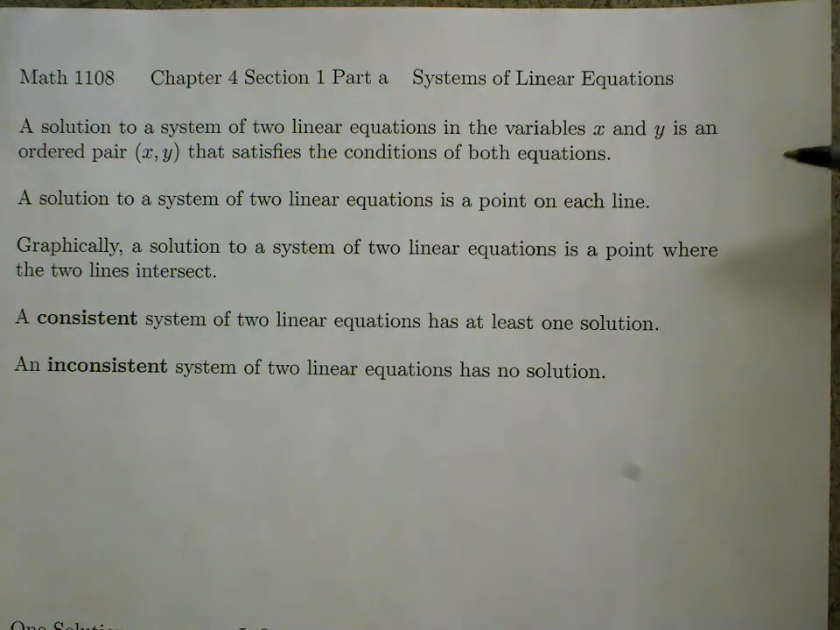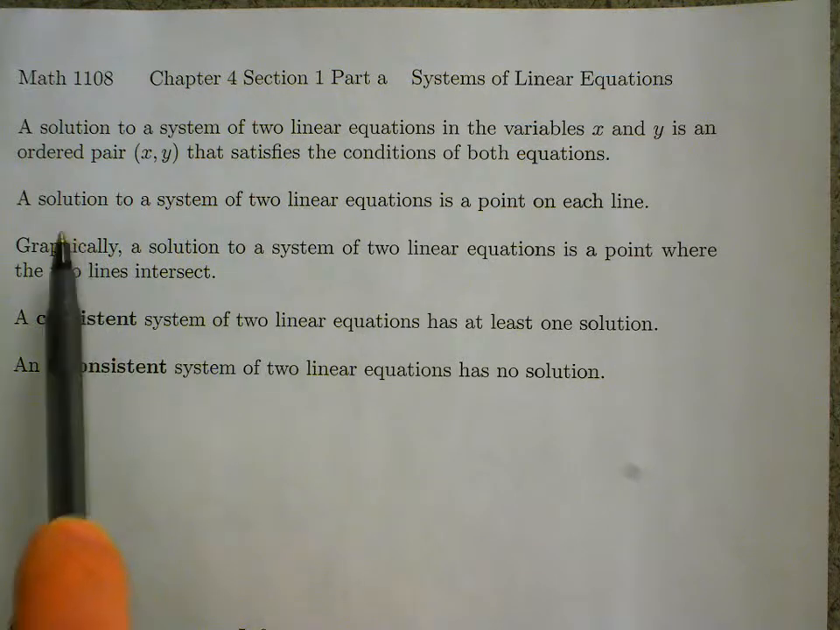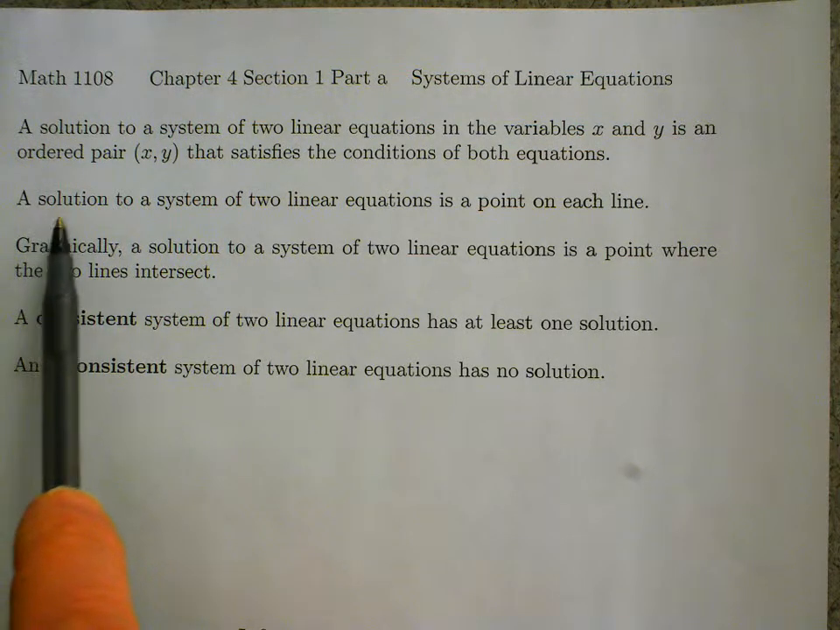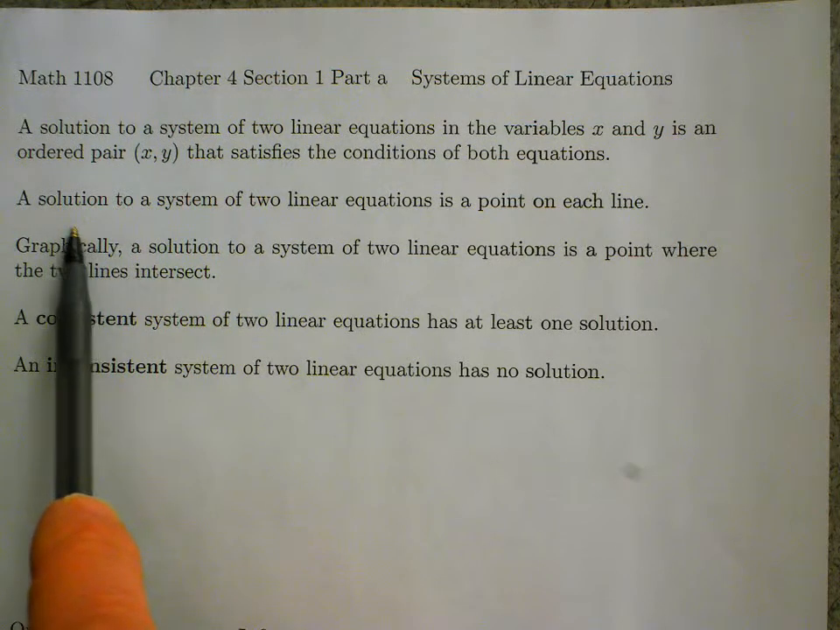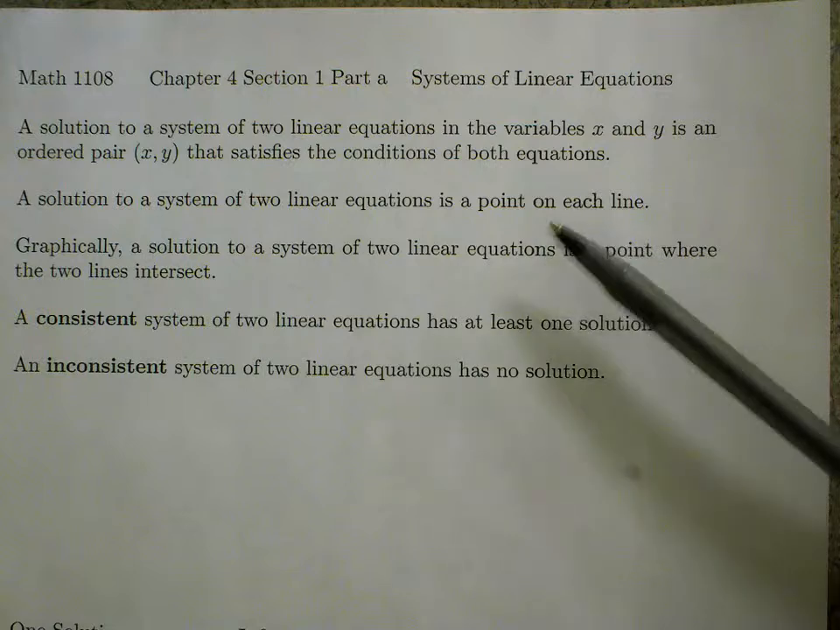A solution to a system of two linear equations in the variables x and y is an ordered pair, x comma y in parentheses, that satisfies the conditions of both equations. Another way to describe a solution is in the next sentence. A solution to a system of two linear equations is a point on each line.